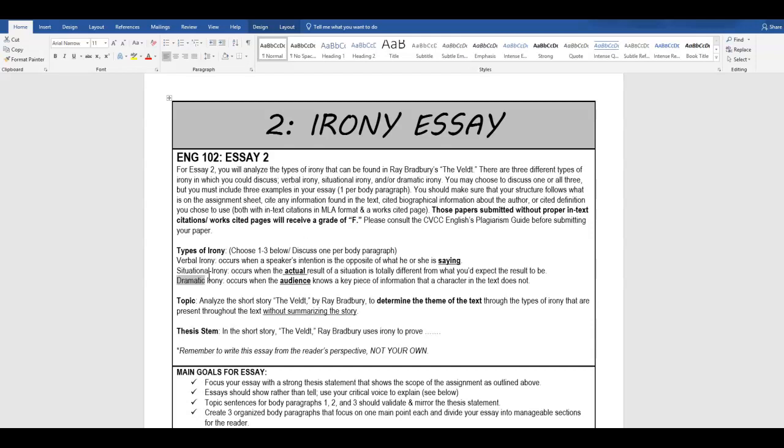Cite any information found in the text, cited biographical information about the author, or cited definition you choose to use, both with in-text citations in MLA format and a works cited page. Those papers submitted without proper in-text citations, works cited pages, will receive a grade of F. Please consult the CVCC's English Plagiarism Guide before submitting your paper.